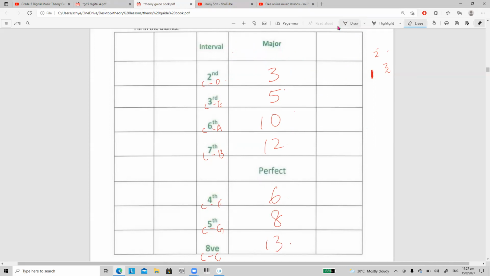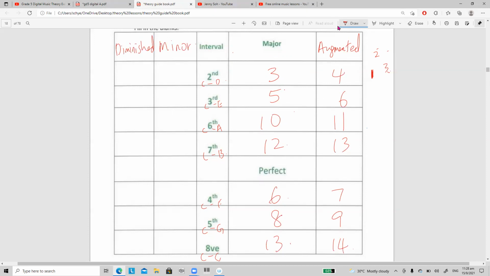Okay, so for major, we just increase 1 semitone and it becomes augmented. So 3 plus 1 is 4, 5 plus 1 is 6, 10 plus 1 is 11, 12 plus 1 is 13, 6 plus 1 is 7, 8 plus 1 is 9, 13 plus 1 is 14. So when major decreases, it will go to minor. Okay, so when minor decreases, it becomes diminished.